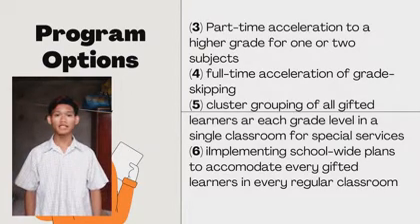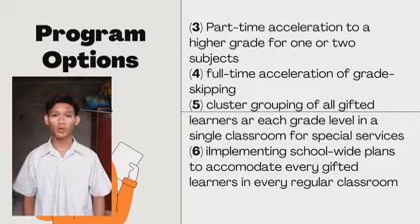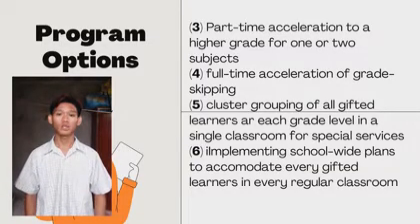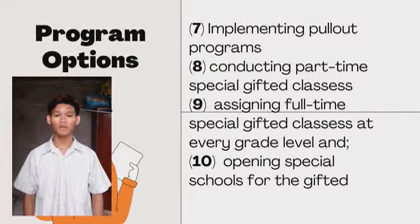Next is full-time acceleration or grade skipping. Meaning, full grade acceleration is an intervention in which students finish the K-12 program at least 1 year early, usually due to early entrance to kindergarten, grade skipping, or early graduation from high school.